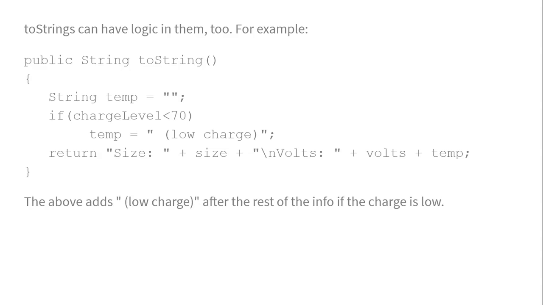ToStrings can have logic in them also. So here's an example. If you look here, I made a temporary string that's empty called temp. And I put low charge into that string and then sent it back if the battery charge was below 70. And so that way, if it's 70 or above, it doesn't say low charge. It says, hey, the size is this, the volts are that, and then nothing. But if it's low charge, it says low charge.